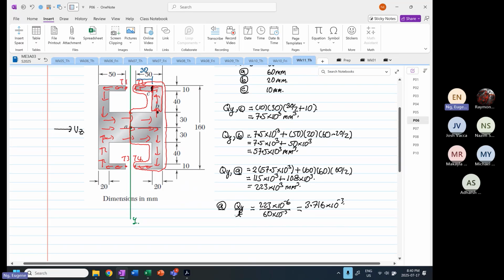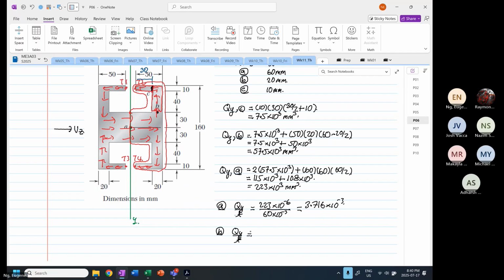At point B, QY over T. So at point B it is 57.5 times 10 to the power minus 6. Now the thickness changes to 20 millimeters. So 57.5 power minus 6 divided by 20 power minus 3. Now this is equal to 2.875. Okay, now this is lower now. Can you see that now? Okay, it's lower than point A.